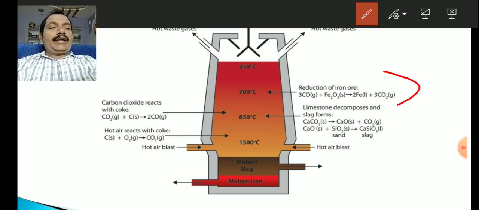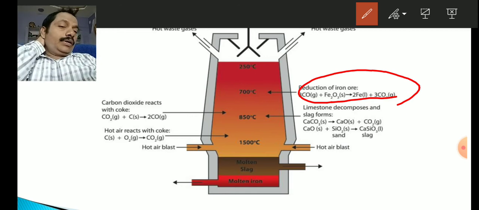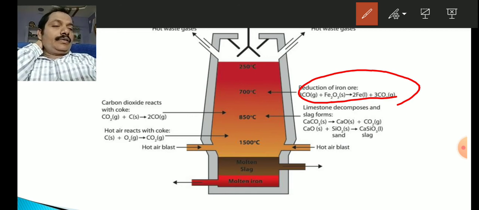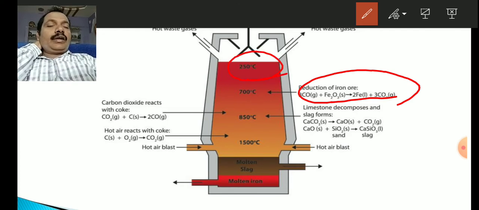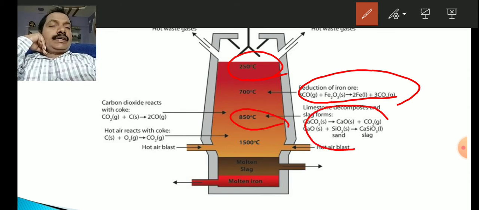Reduction of iron ore at 700 degrees centigrade. At 850 degrees centigrade, as it comes down, 850 degrees centigrade temperature is there. At the top, 250 or 300 degrees centigrade is there. As you come down, the temperature increases. So at this temperature, the slag is formed. How is the slag formed?